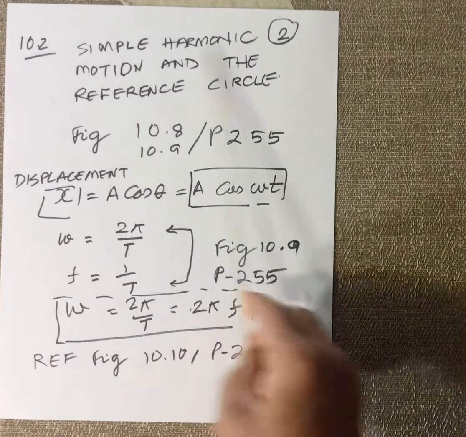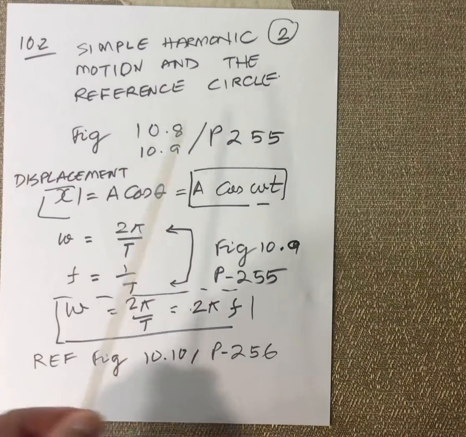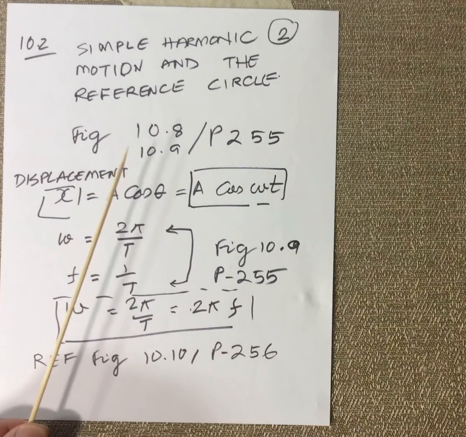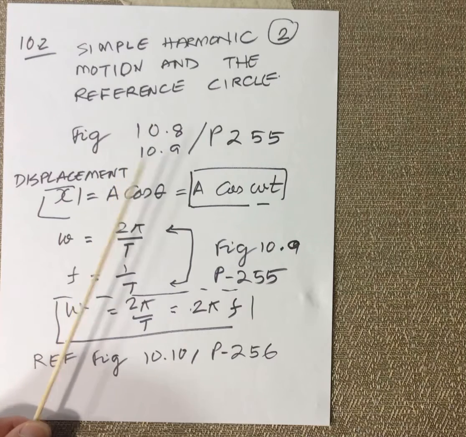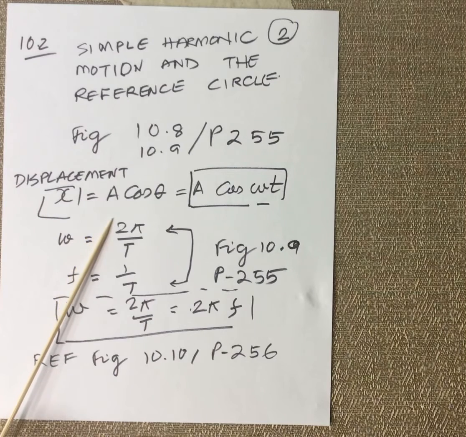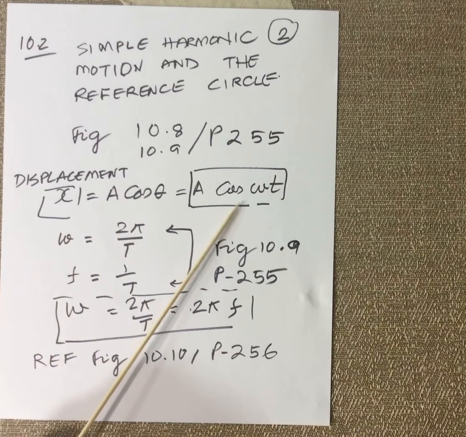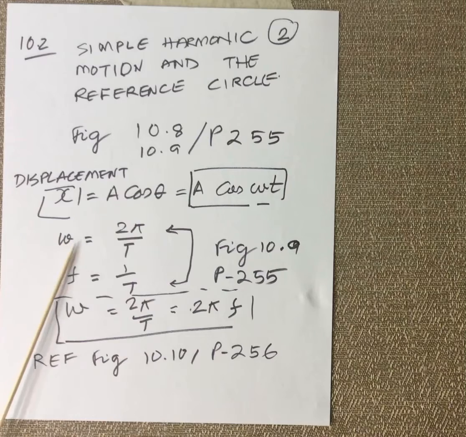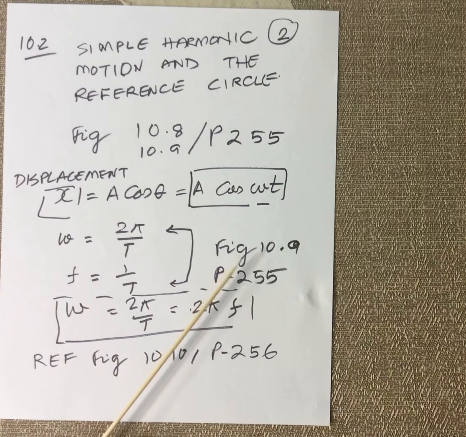This is a very important topic here, simple harmonic motion and the reference circle. You can look at figure 10.8, 10.9, and the displacement is defined here as x equals A, which is amplitude, times cosine theta, and theta is omega times t. As you see here, omega is 2 pi over T. f is the frequency, then 1 over f is the period, so T actually is the period. You can refer to the figure on page 255.